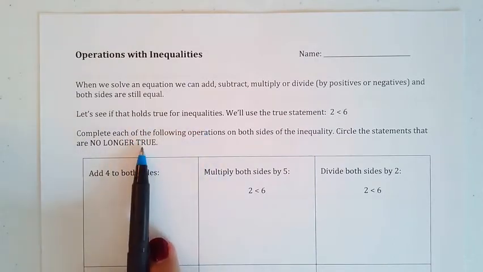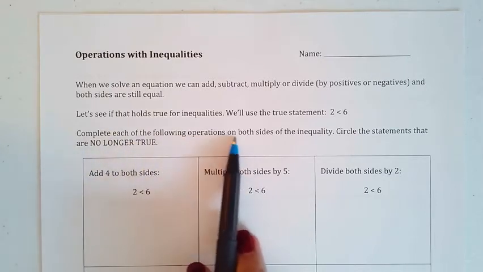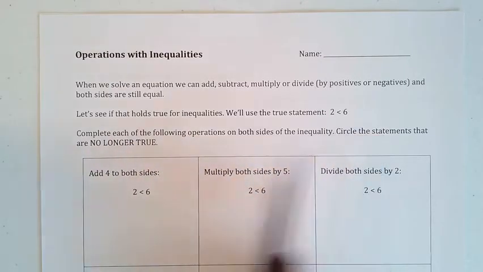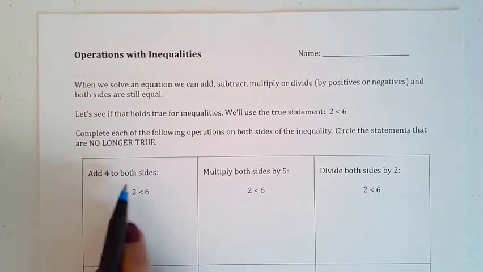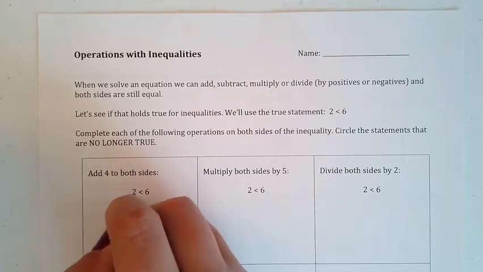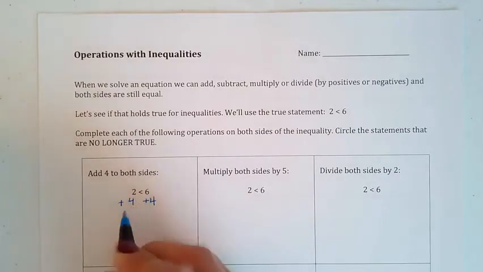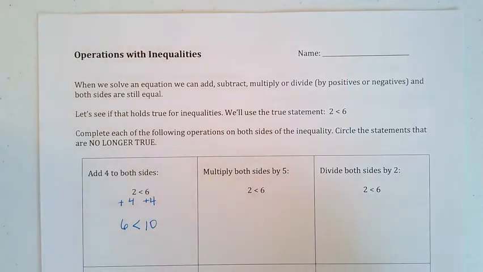Okay. So what I'd like you to do is complete each of the following operations on both sides of the inequality and circle the statements that are no longer true. For example, add 4 to both sides. 4 plus 2 is 6. 6 plus 4 is 10. And that is still true. 6 is still less than 10.